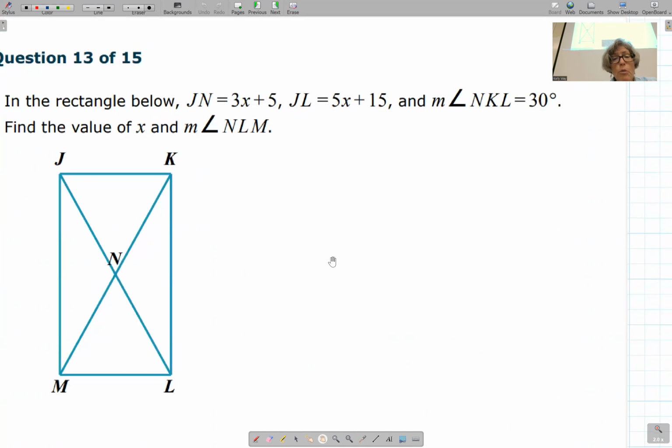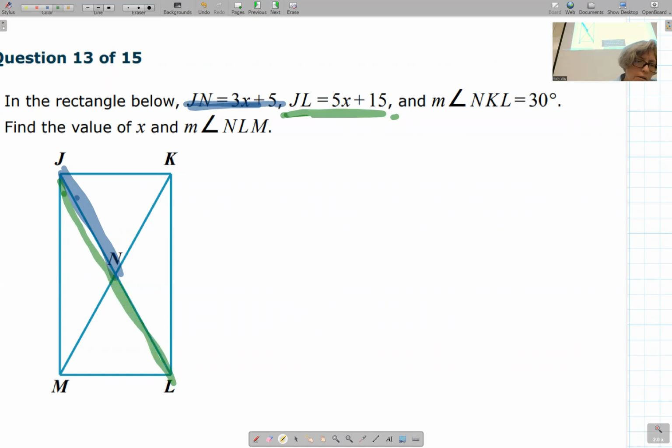You've got a rectangle below. I'm going to color code this here. We know JN. JN is that algebra, 3x plus 5. JL, which is the whole thing, is 5x plus 15. And you're given NKL. Shoulder, elbow, wrist. NKL. Shoulder, elbow, wrist. And you sweep at the elbow. So I know the elbow is going to be K here, and that is 30.